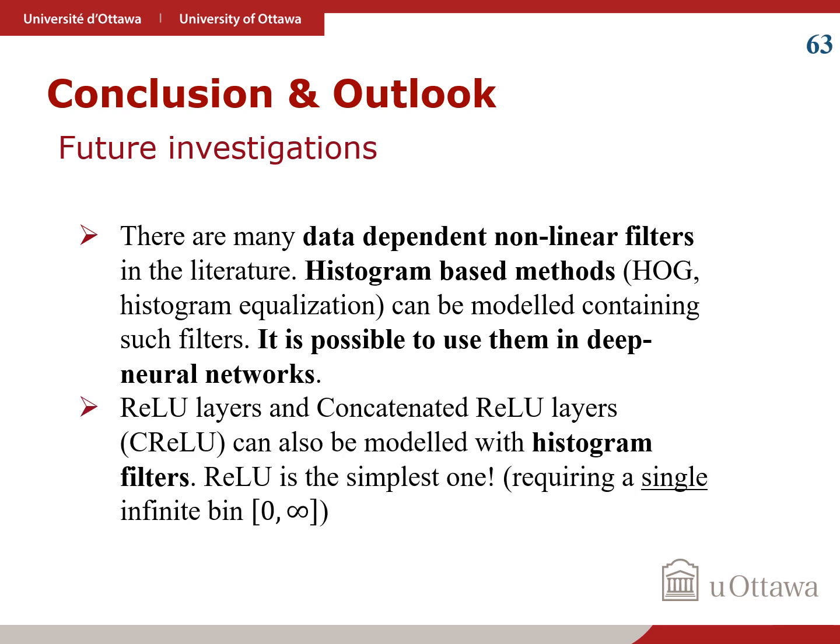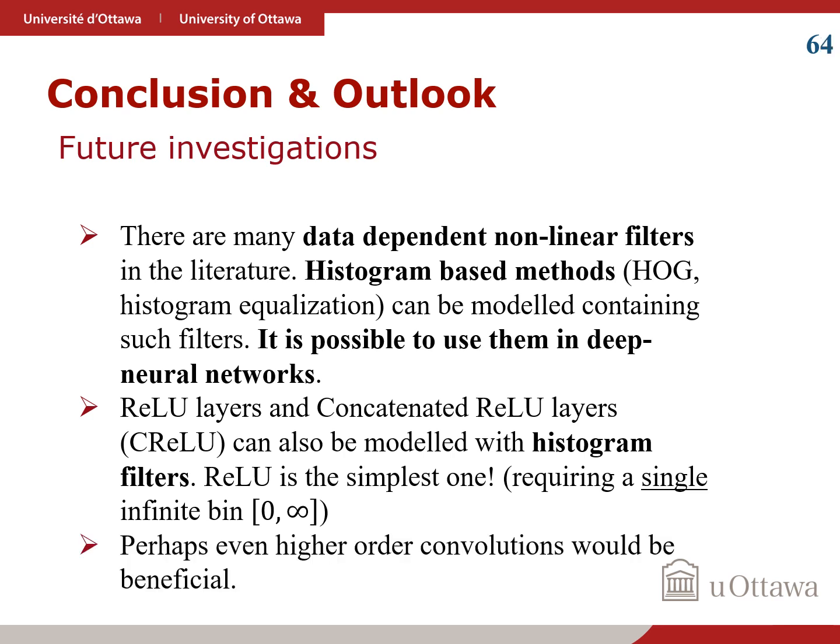ReLU layers and concatenated ReLU layers can also be modeled with histogram filters. ReLU is the simplest one, so it requires only a single infinite bin from 0 to infinity, and concatenated ReLU layers use 2 bins, so it also includes the negative values. That's the extra bin. Another research topic would be to investigate higher order convolutions. The authors of the pure capsule nets use a higher order convolution. Perhaps we could get even better results if we leaped even further to higher order dimensions.